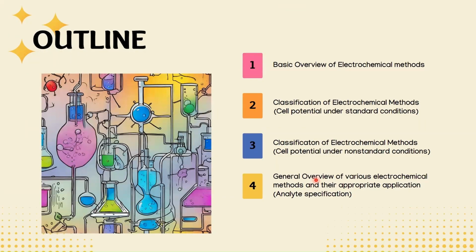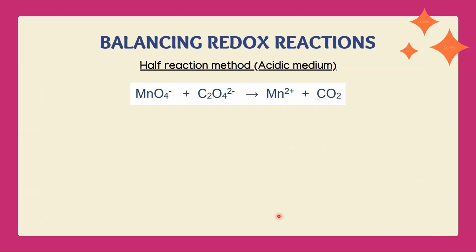Basically, the first part will comprise four sections in which we'll be discussing the basic overview of electrochemical methods, the classification of electrochemical methods in which cell potential is under the standard conditions, as well as when cell potential is under the non-standard conditions, and we will also have a general overview of various electrochemical methods and their appropriate application. All electrochemical cells are based on redox reactions, which are made up of two half reactions.